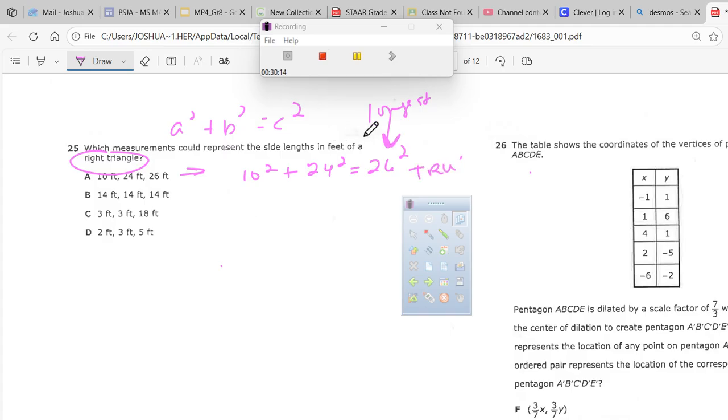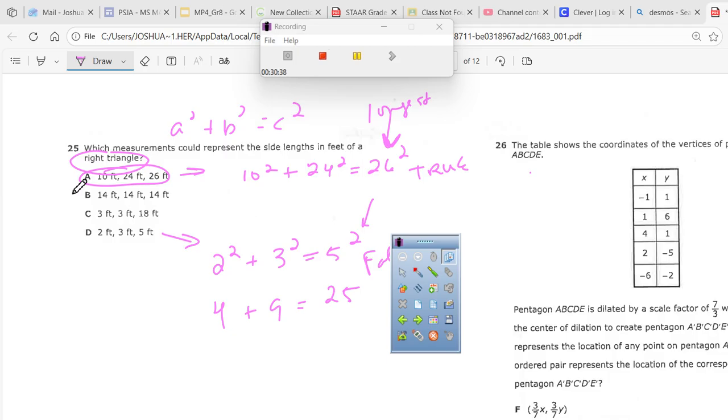When you do this one, the calculator actually says true. So that's your answer. If you put 2 squared plus 3 squared equals 5 squared in the calculator, remember, this one has to be the longest. I can prove it to you with math real fast. 4 plus 9, is that equal to 25? This is not true, and the calculator is going to say false. That's how you check that one out. These will all say false. The only true one is going to be the first one.